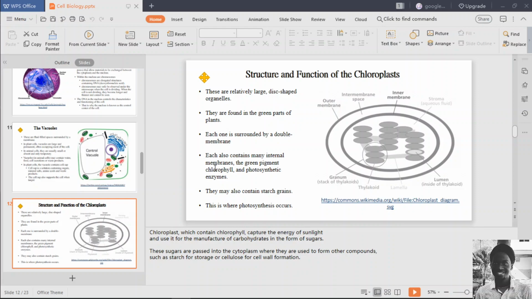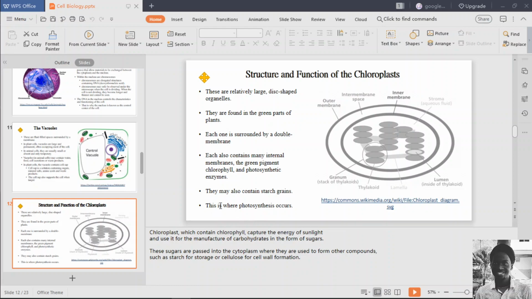Each also contains many internal membranes, the green pigment chlorophyll, and photosynthetic enzymes. Within the membranes you have all those, and they are very important to ensure that photosynthesis takes place effectively. Chloroplasts may also contain starch grains. Remember, starch grains are the form in which food is stored in plant cells. So after the glucose is made during photosynthesis, it polymerizes, or combines with other glucose molecules, inside the chloroplast most of the time to form starch grains. That's why some chloroplasts have starch grains in them.